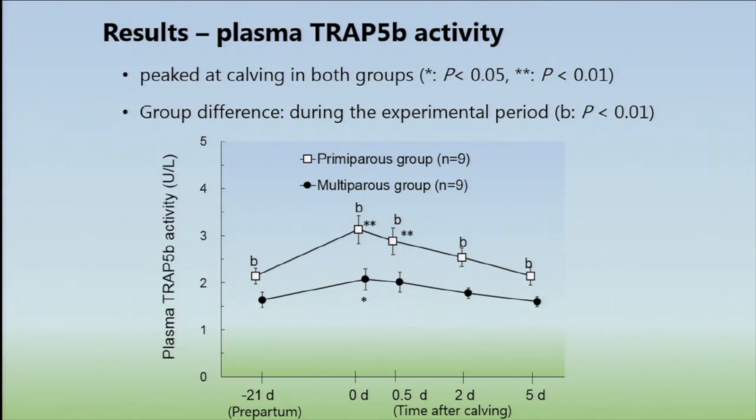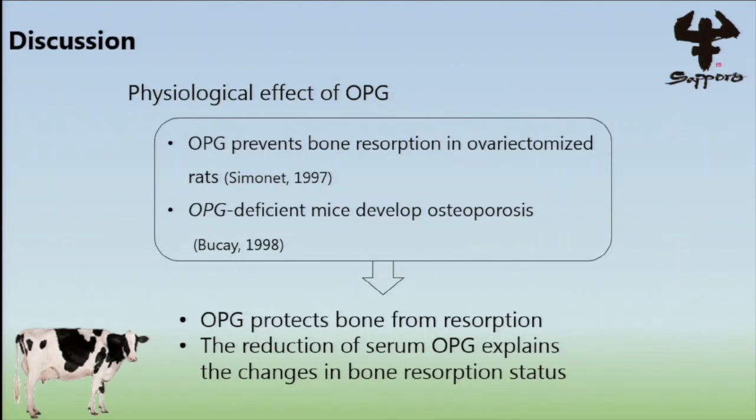This is a result of plasma TRAP5B activities. These levels peaked at calving in both groups, and the levels were higher in primiparous cows during the whole experimental period. As I mentioned, the goal of our study was to estimate the bone resorption status in healthy primiparous and multiparous cows. Before discussing our results, I will go over the physiological effect of OPG.